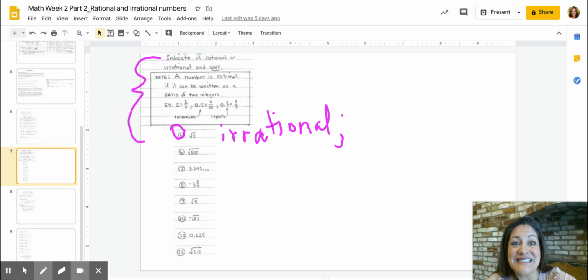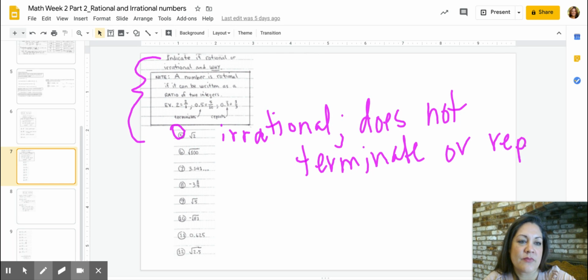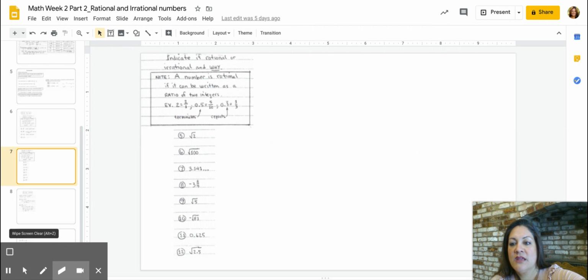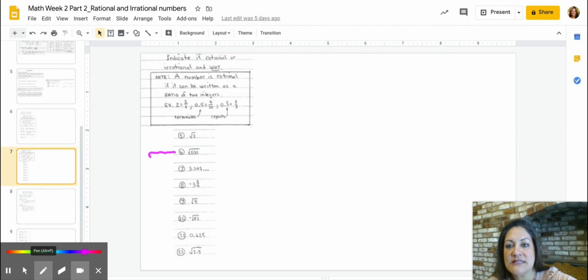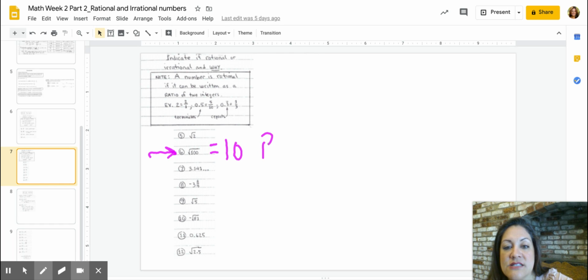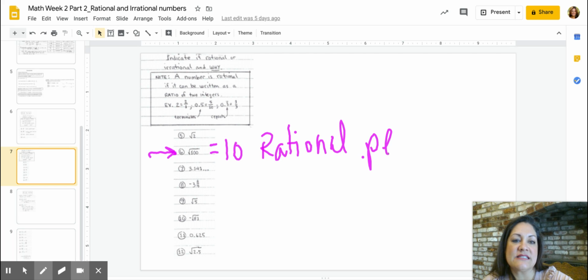And the reason why is it does not terminate or repeat. And I think we could also say irrational because it's not a perfect square. Okay. Number six, square root of 100, it's a perfect square. So that equals 10. So it is rational because it is a perfect square.